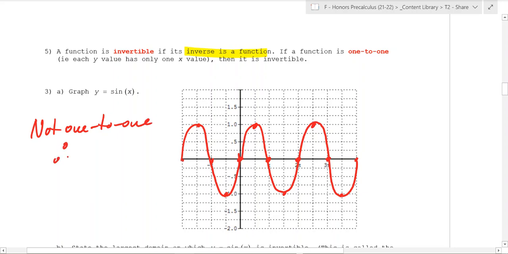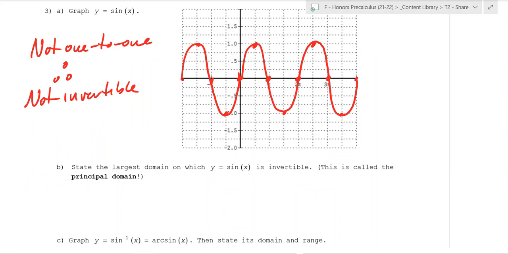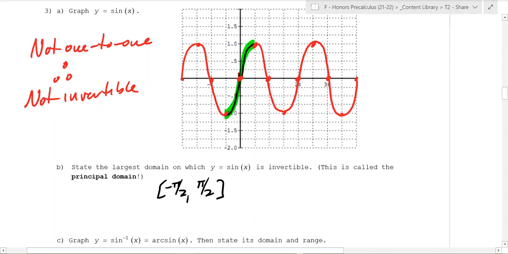So that's what these 3 dots mean. Therefore, it's not invertible, meaning its inverse is not a function. The way we can get around this is by limiting the domain to force a piece of it to be invertible. We're going to do that by looking at just this section right here, just the green. We'd be limiting the domain from negative pi over 2 to pi over 2. Just that green part does pass the horizontal line test. You see all these horizontal lines? They only cross once.